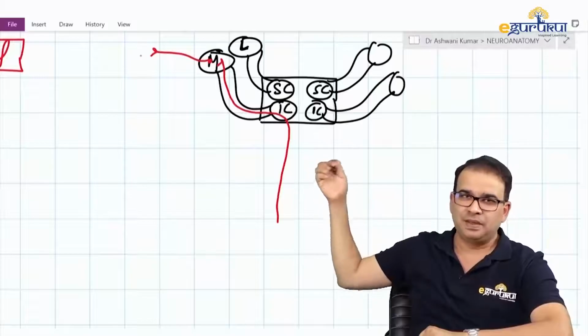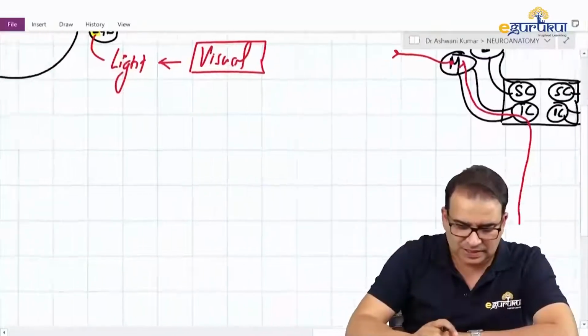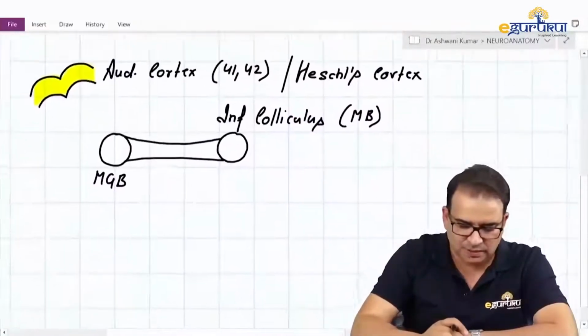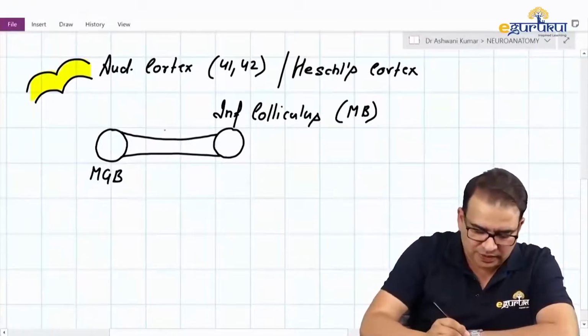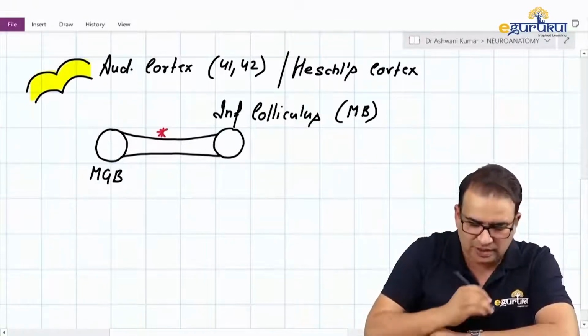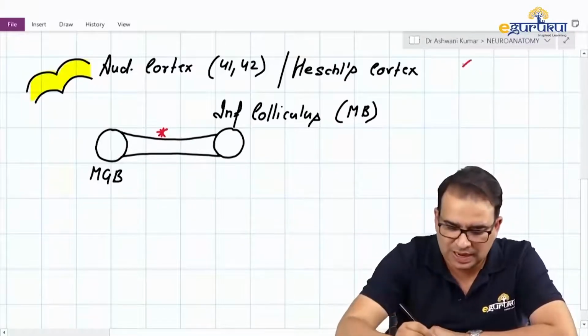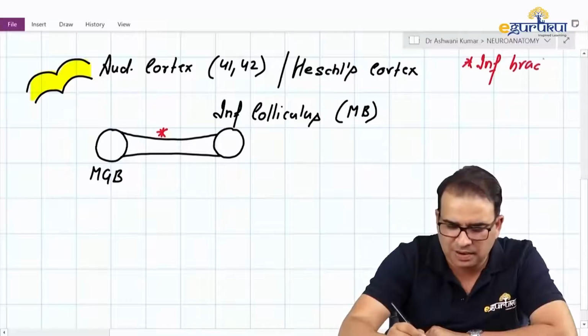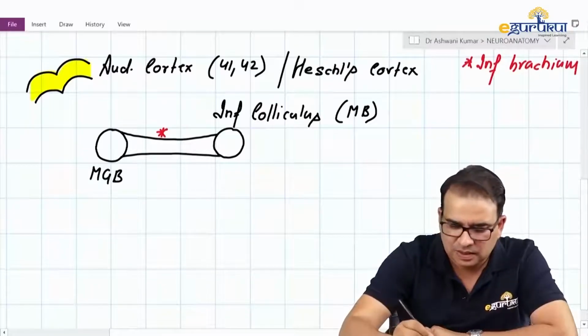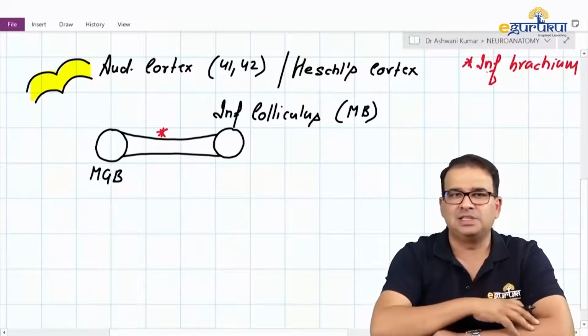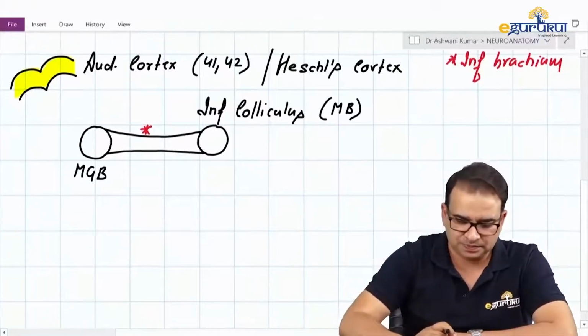Inferior brachium. And that's what we just said, that this brachium here which is connecting, if I just mark it and write it separately somewhere, connecting the inferior colliculus of midbrain to the medial geniculate body, that is the inferior brachium. Just a white matter bundle only, nothing special. It's a white matter bundle connecting the medial geniculate body and inferior colliculus.